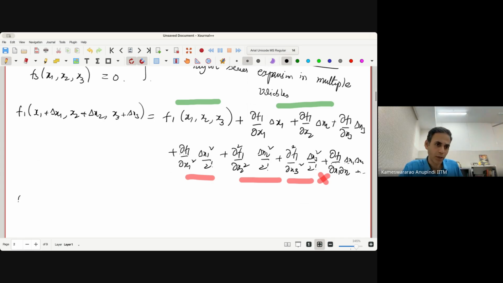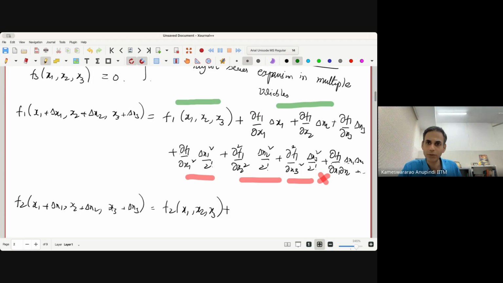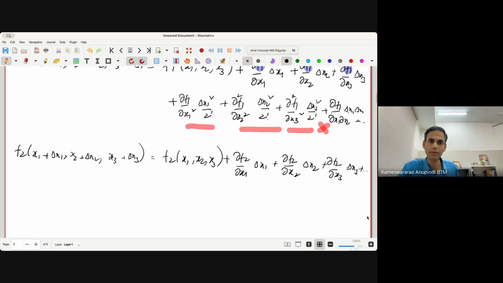Now, similarly, I can also expand f2 at x1 plus delta x1, x2 plus delta x2, x3 plus delta x3, as f2 of x1, x2, x3 plus, instead of partial f1 that I have used here, I'm going to get partial f2, and everything else being the same: partial f2 by partial x1 delta x1, partial f2 by partial x2 delta x2, partial f2 by partial x3 delta x3, plus the higher order terms, which I'm not writing.